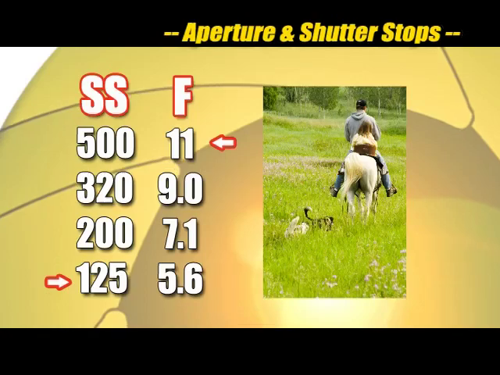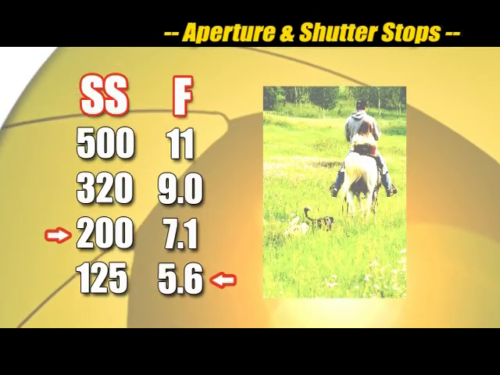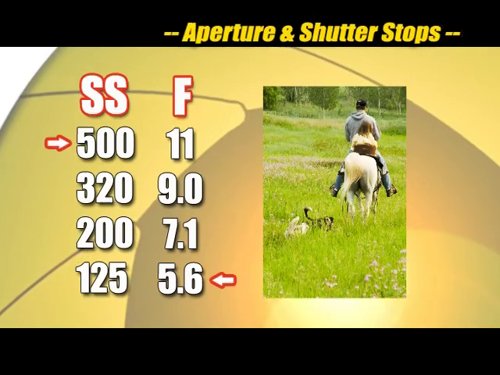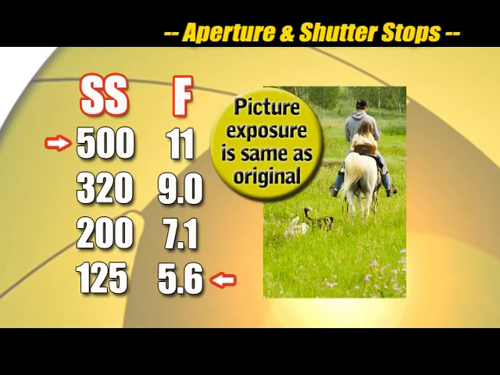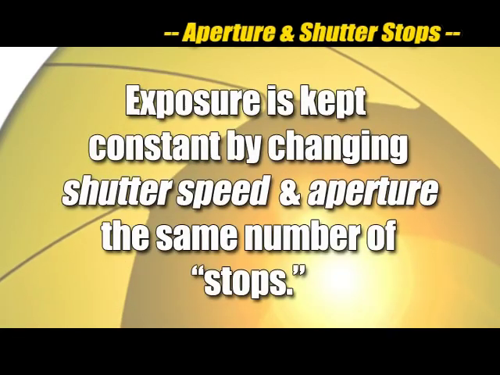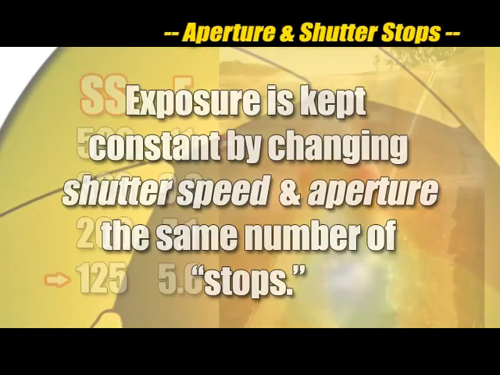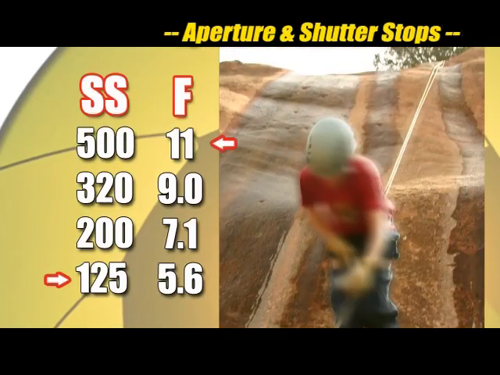By opening the aperture 2 or 3 stops and speeding the shutter 2 or 3 will have the same effect on exposure. It will not change. Thus, the amount of light that reaches the sensor will remain constant. Your pictures will be just as light or dark as they were before. What does change? The depth of field and the subject's motion, frozen or blurred.